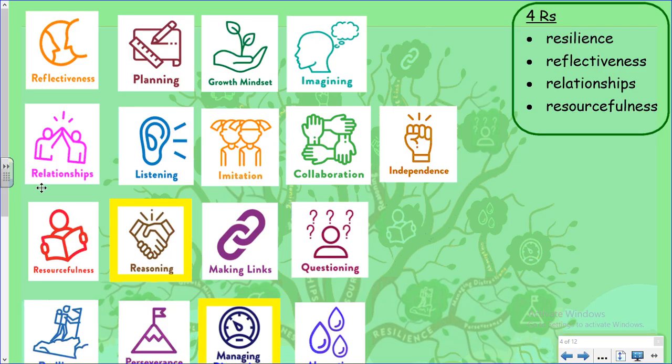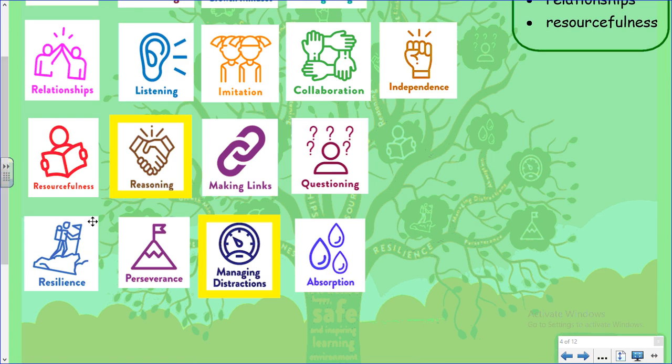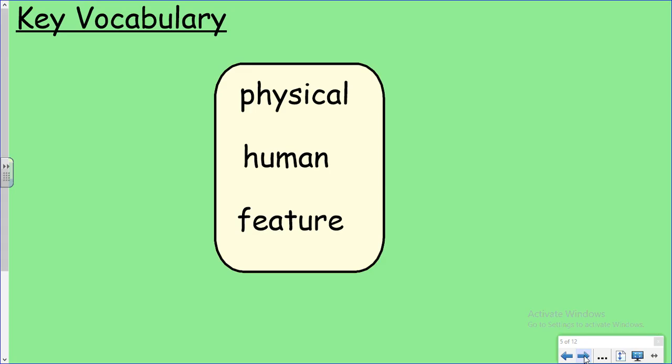Your learning powers today, reasoning, we're going to be using lots of reasoning later in the lesson when we're deciding if features are human or physical. And managing distractions, because I just think that's quite a nice one. I know when I'm working from home there are lots of things to distract me, so that's one that I'm working on right now as well. So your key vocabulary is physical, human and feature. Those are the 3 main words that I want you to be using and thinking about in today's lesson.